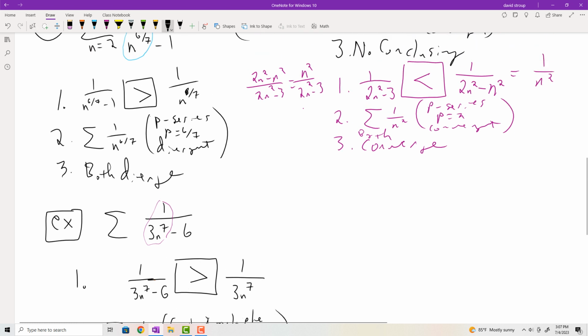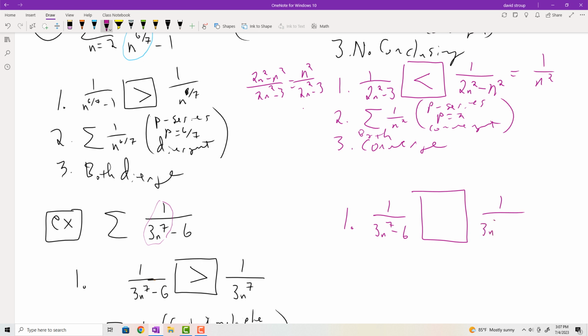So you should be able to apply that purple process to get a new inequality for the video quiz. So step 1, you're comparing 1 all over 3n to the 7th minus 6 with 1 all over 3n to the 7th minus, and then you could template it, hopefully. Okay, so you're thinking this procedure here in order to pull it off, right? And then you should be able to make your comparison work, right?